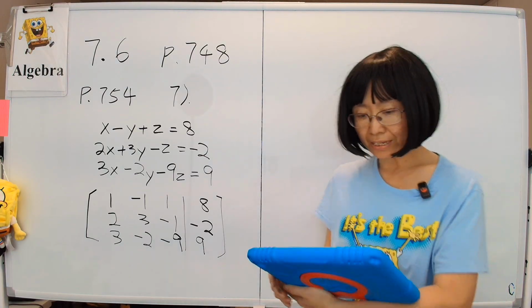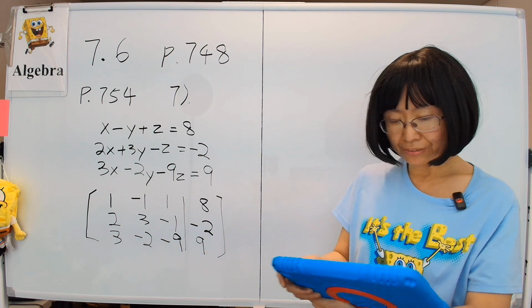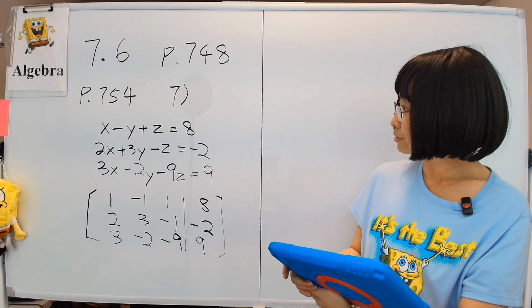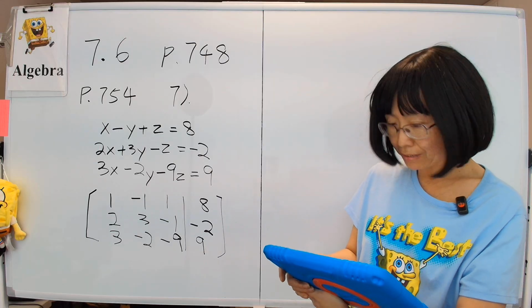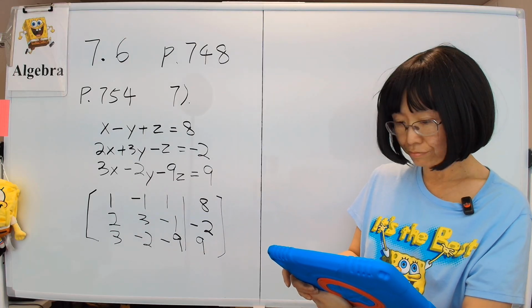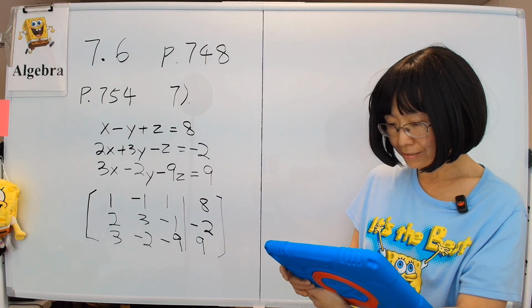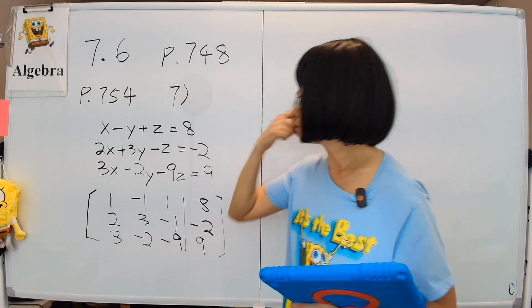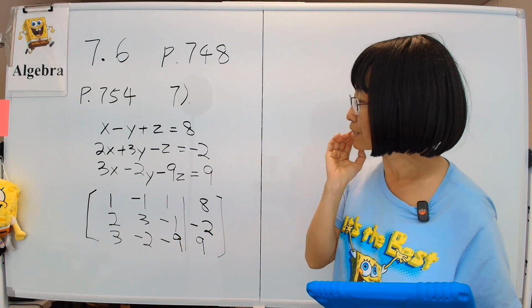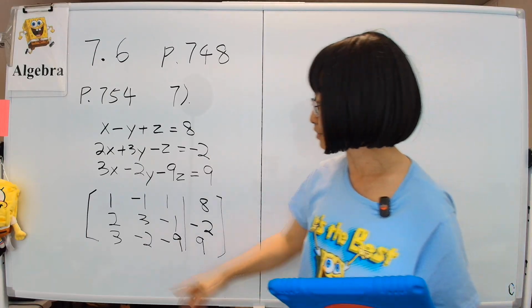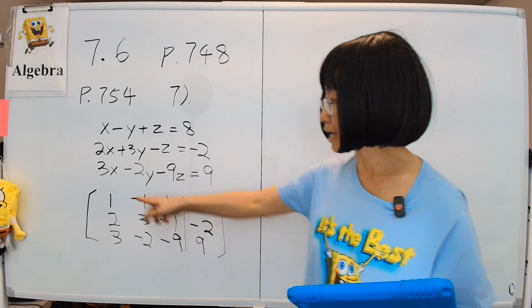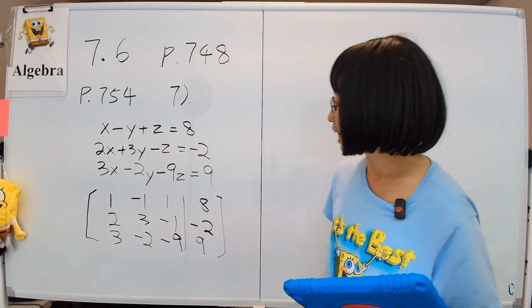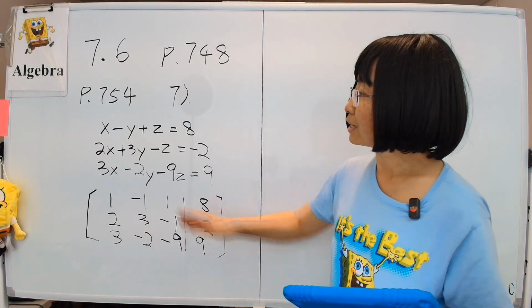So next, let's look at example 7 on page 754, where we have x minus y plus z equals 8, 2x plus 3y minus z equals negative 2, 3x minus 2y minus 9z equals 9. Okay, so then I wrote down the augmented matrix here, and we're going to do that elimination trick where you write down ones down the diagonal and all zeros underneath, okay?